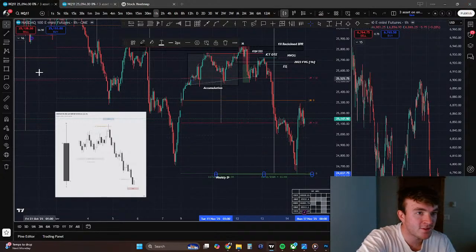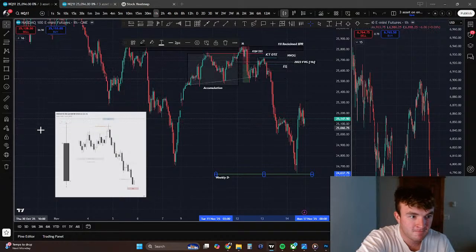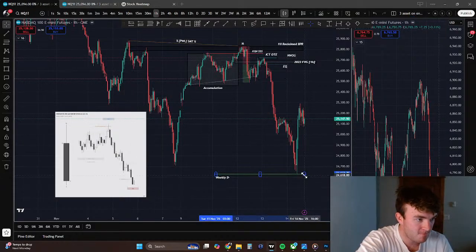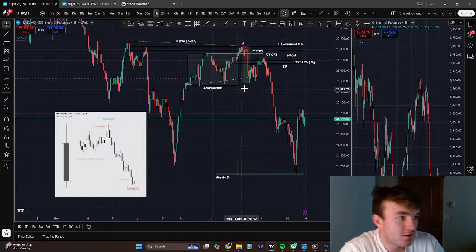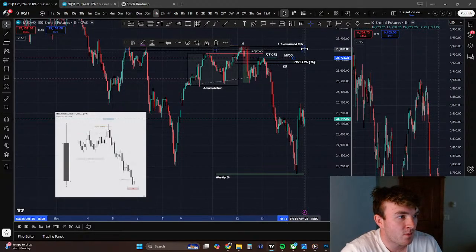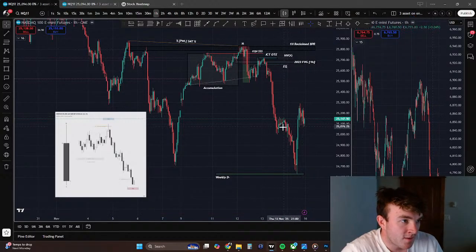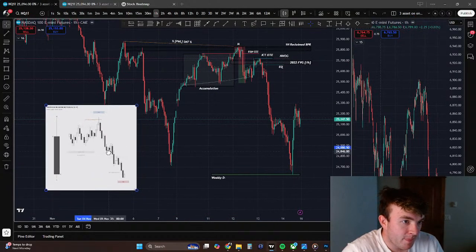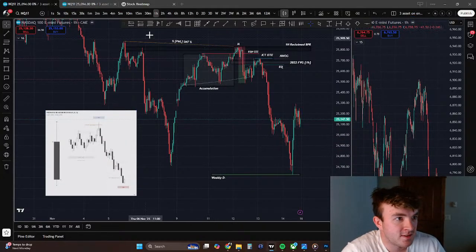Alright, I'm going to put this in my journal for weekly profiles. Really nice. You guys just see how this is just a giant 2022 model? That was perfect. Backtesting the NWOG into our 1 hour PD array. These markets are perfect.